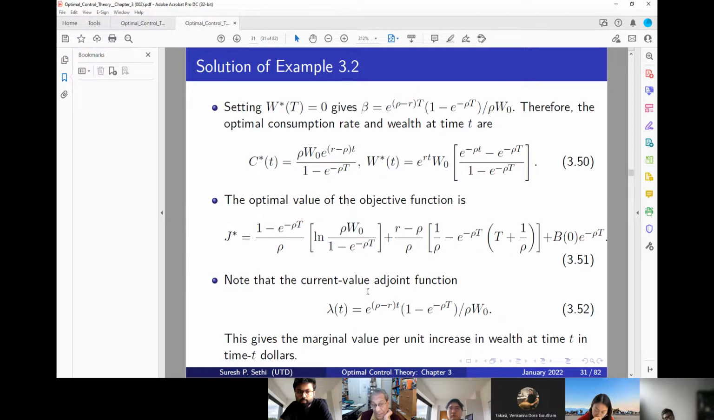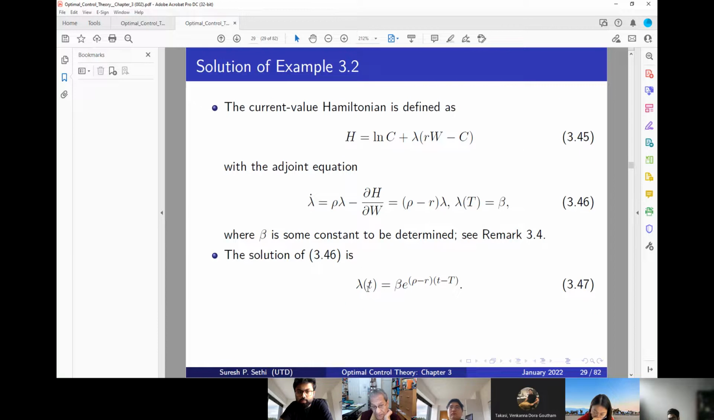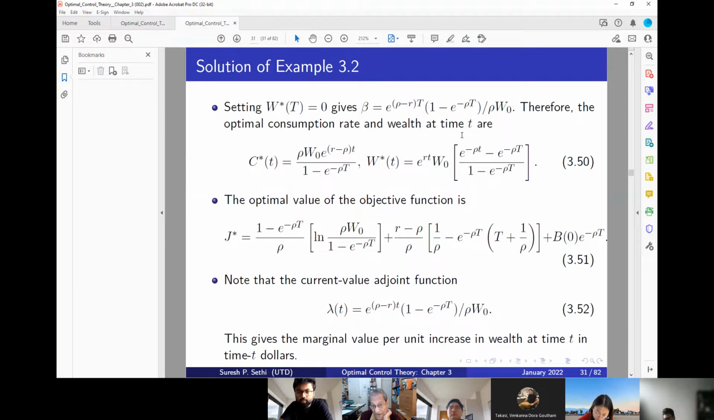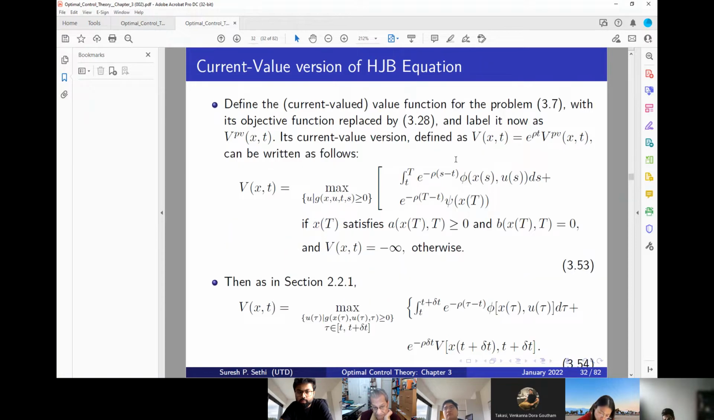And I also have a lambda t, because lambda t was in terms of beta, but I now know the beta. So I put the beta in there, and I have a lambda t. Sorry.